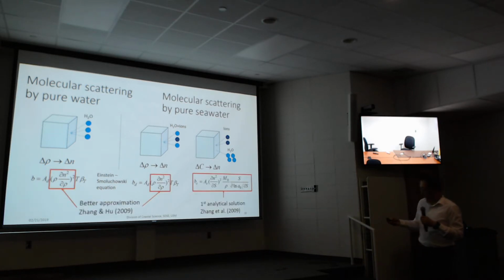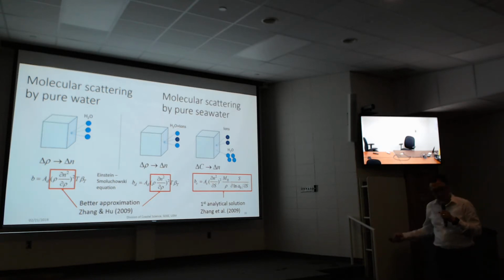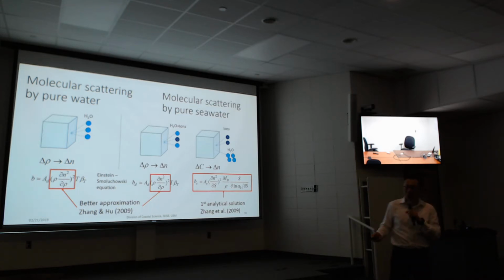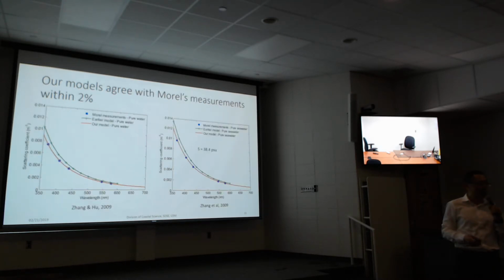This concentration fluctuation had never been studied, and we are the first. We developed this analytical formula to describe this concentration fluctuation. This is one of the works we did in 2009. We also improved the Einstein-Smoluchowski equation. We used a better approximation than before. Because of this, we can now simulate water scattering much better than was previously achievable.